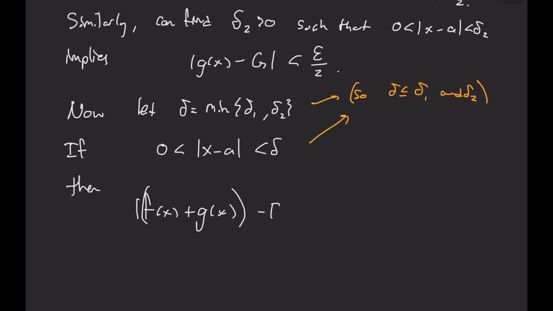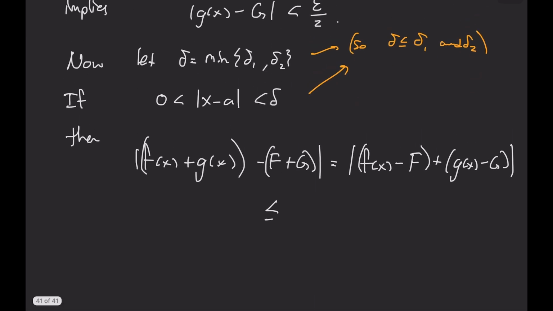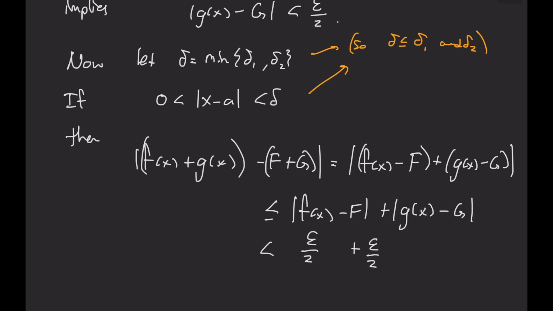Then the absolute value of the sum f plus g minus capital F plus capital G, I can rearrange to get f minus capital F and g minus capital G. And I can use my triangle inequality here to get that this is less than or equal to the absolute value of f minus capital F plus the absolute value of g minus capital G. But each of these is less than epsilon over 2, which gives me a total of epsilon.